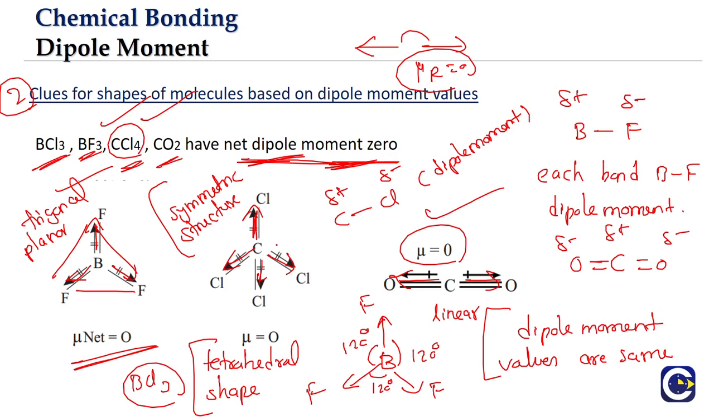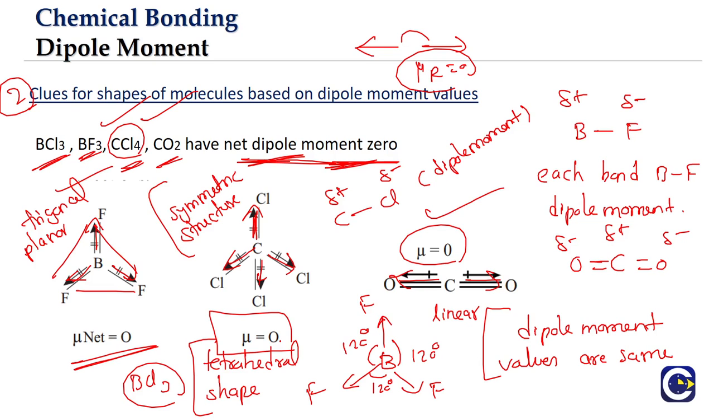Symmetrically when you distribute them, their total value will be 0. This is the principle of vectors. If you have vectors of equal magnitude that are symmetrically distributed in space, the resultant of the vectors will be 0. So this is how the dipole moment of molecules provides a clue on what the shapes of the molecules could be.